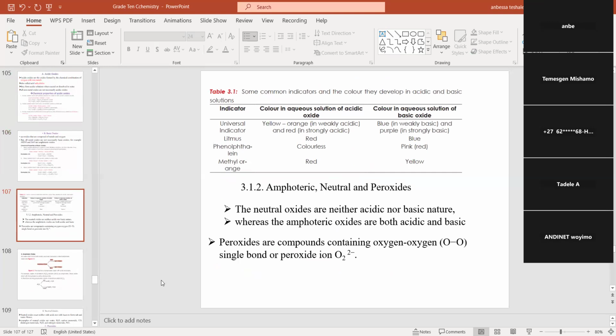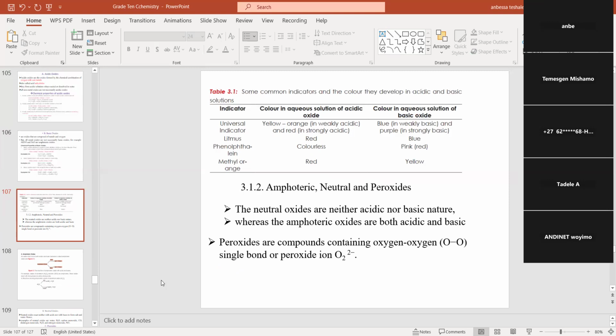አንድ ሰብስታንስ አሲዲክ ኦክሳይድ ይሁን ቤዚክ ኦክሳይድ መሆኑን እንዴት ነው የምናውቀው? መንገዶቹ ምንድን ናቸው ከተባል, we have a number of indicators we use for identification of acidic oxide and basic oxide. Acidic oxide and basic oxide የምንለይባቸው ብዙ ኢንዲኬተሮች አሉ። The first one is universal indicator, litmus paper, phenolphthalein, methyl orange are indicators that we use for identification of acidic oxide from the basic oxide.